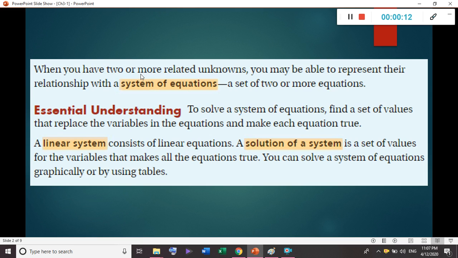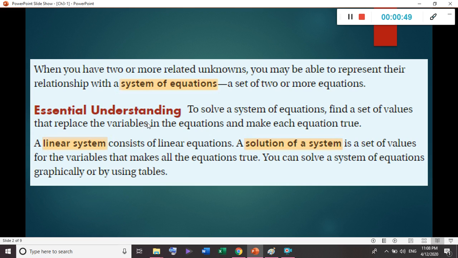Now, when you have two or more related unknowns, you may be able to represent the relationship with a system of equations. If we have two equations that have two variables and they're somehow related to each other, it's going to be a system of equations, or a set of two or more equations. To solve a system of equations, find a set of values that replace the variables in the equations and make each equation true. So we're going to have a linear system, which has linear equations.